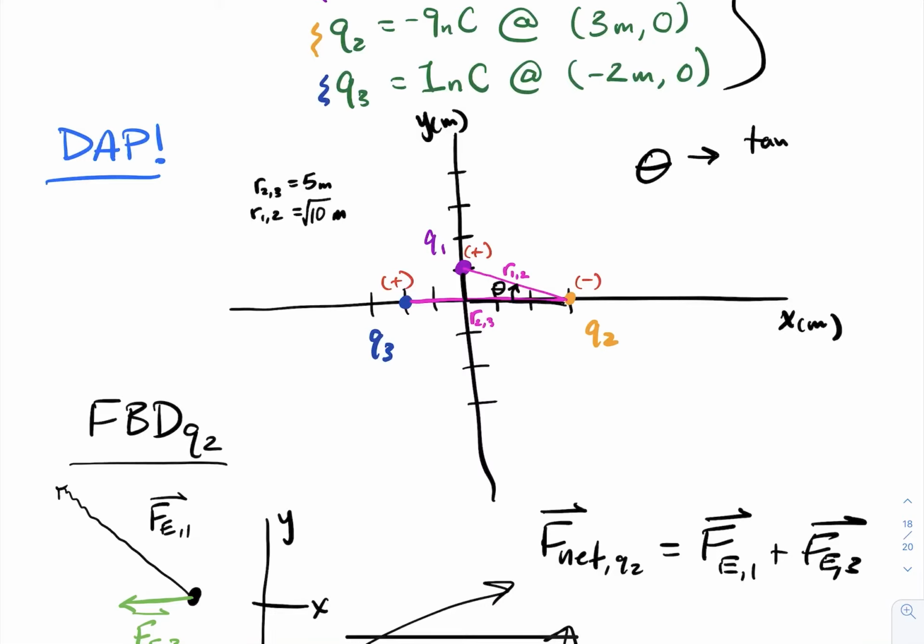So tan theta is equal to 1 meter over 3 meters. And so theta is equal to the inverse tangent of 1 over 3. And if you were to calculate that out, I believe you'll get something like 18 degrees, 18.4, that's it. 18.4 degrees.